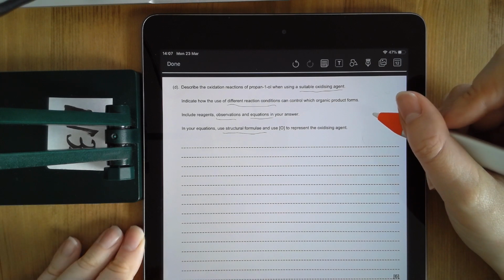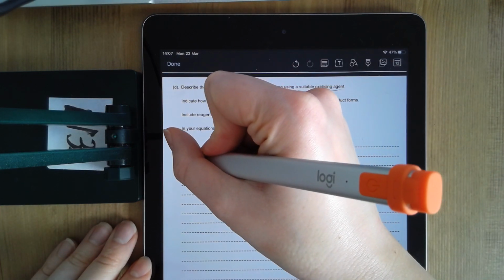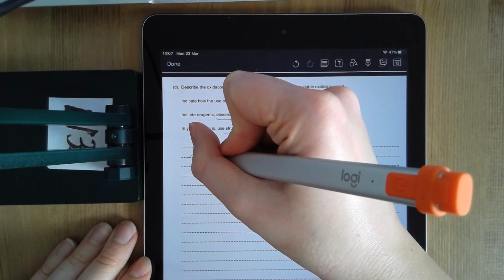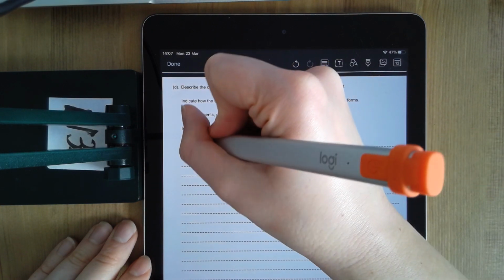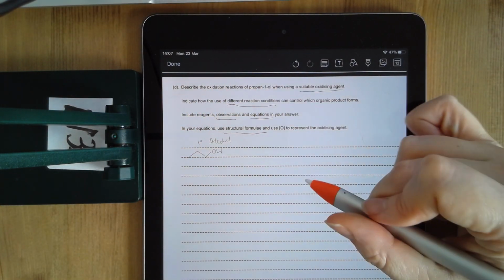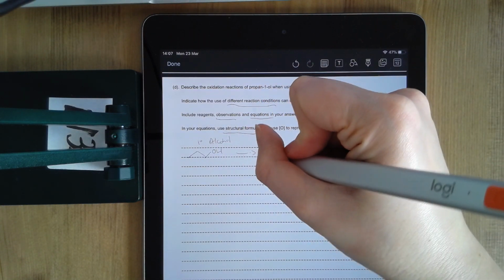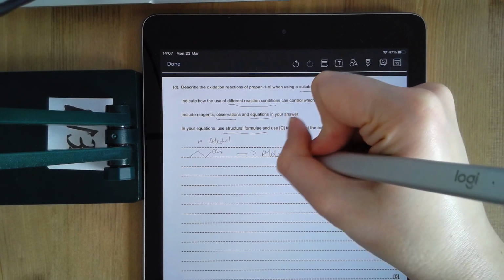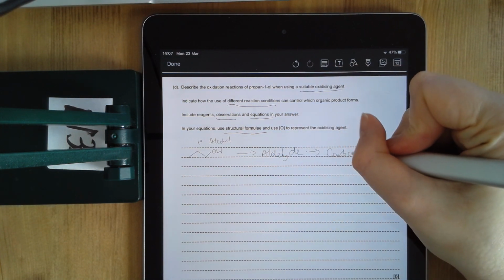So you're starting off with propan-1-ol. I'm just going to draw it out for myself just so I can see what I'm dealing with. I've got 3 carbons, and on the first carbon, I've got an OH group. So what I've got is a primary alcohol, and I know if I oxidize a primary alcohol, I'm going to get an aldehyde. And if I oxidize it further, I'm going to get a carboxylic acid.